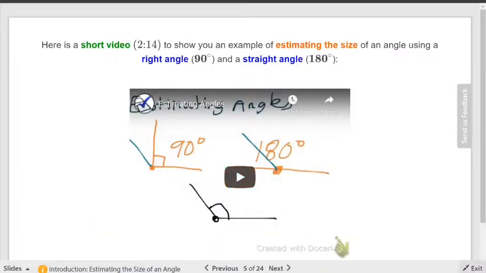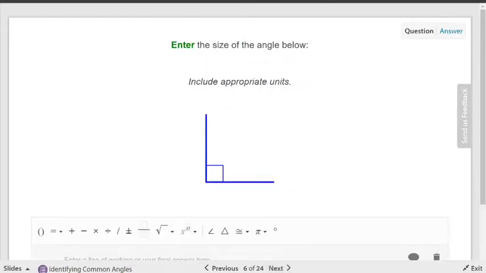Okay, so you can estimate sizes. We're not watching that video. So there's several of them where you're going to estimate the size.